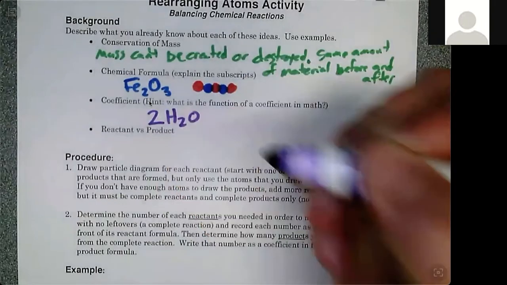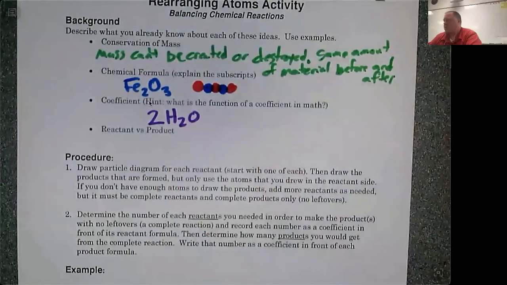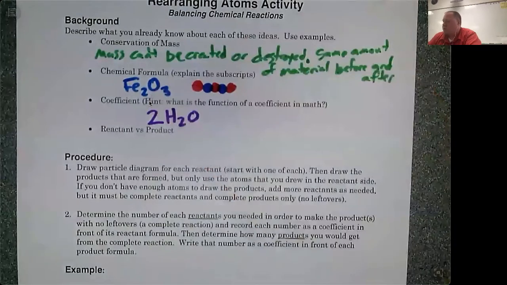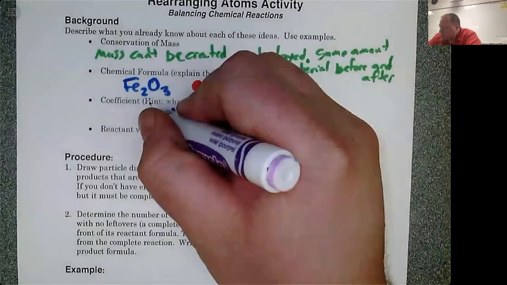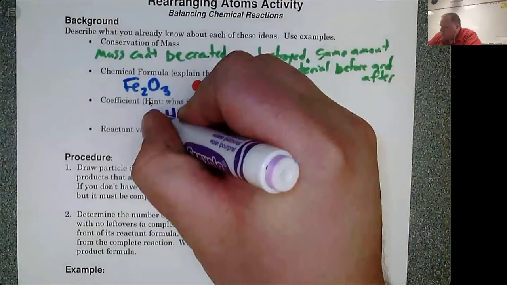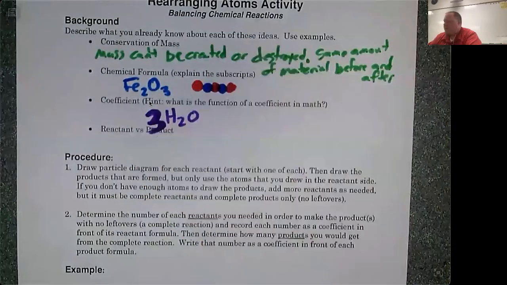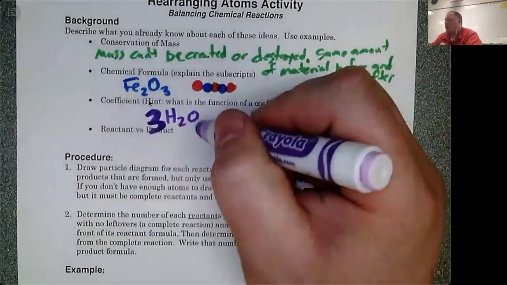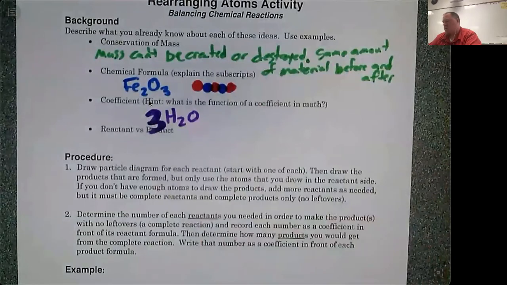2H2O. Okay, there's a 2 and there's a 2. Let me just change it. I'm going to change this to a 3. There we go. Then it won't be the same number. So a 3 and a 2. Okay. So if I have 3H2O, which number is the coefficient? Got a bunch of people answering there. Good. You guys all got it right. The 3 is the coefficient.